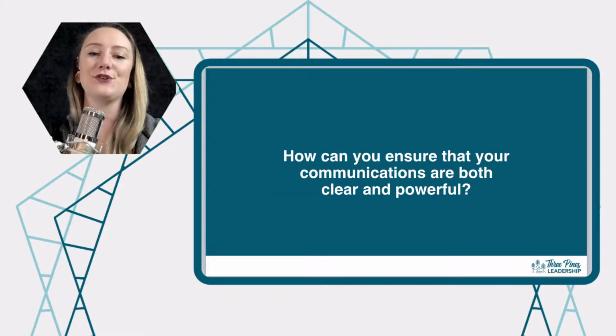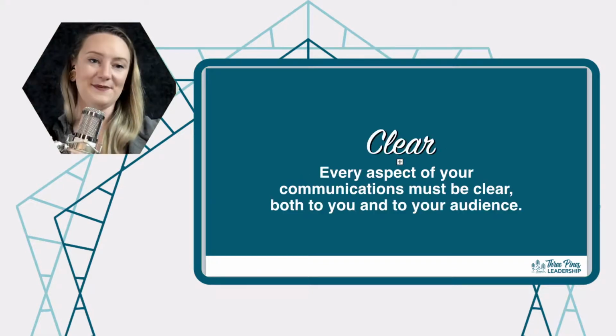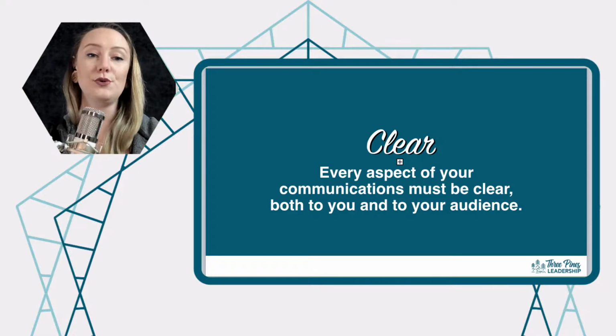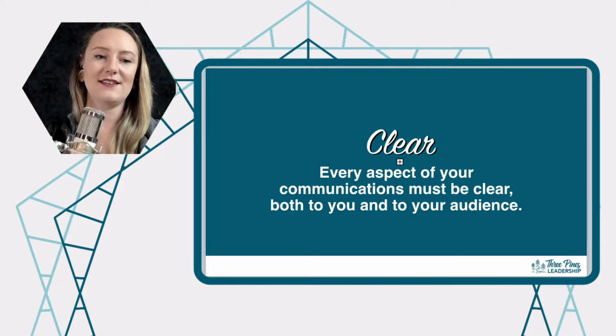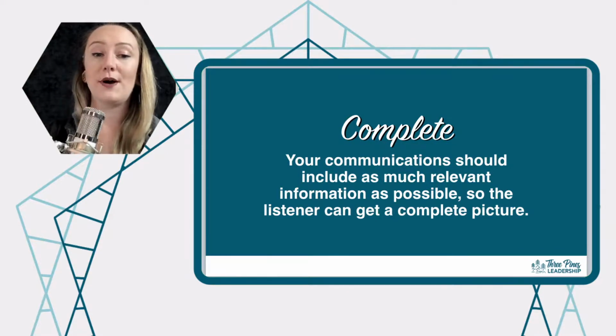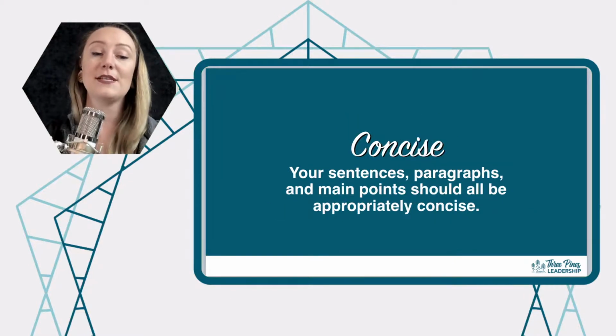How can you ensure that your communications are both clear and powerful? Consider using the 7 C's of communication. Clear. Every aspect of your communications must be clear, both to you and to your audience. It must be complete. Your communication should include as much relevant information as possible so the listener can get a complete picture. It must be concise.